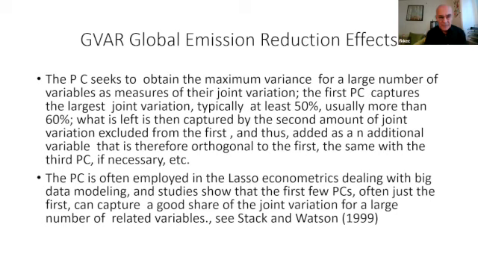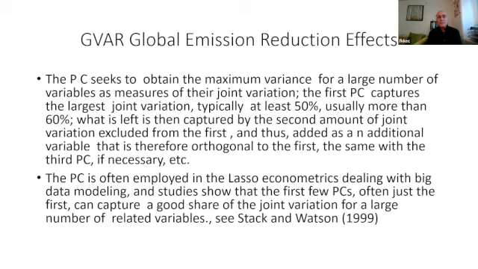So once the first principal component is estimated, what's left is then captured by the joint variation that has been excluded from the first principal component, and therefore it's an additional variable orthogonal to the first one, so it has no connection, no collinearity, as it were, to the first one. The same applies if there are any remaining variations in the third principal component, which would also be orthogonal to the first and to the second.